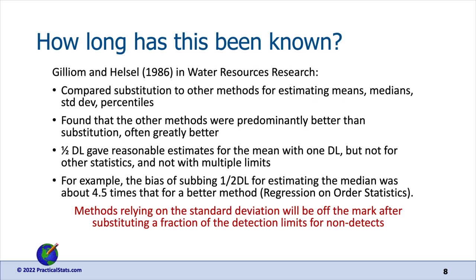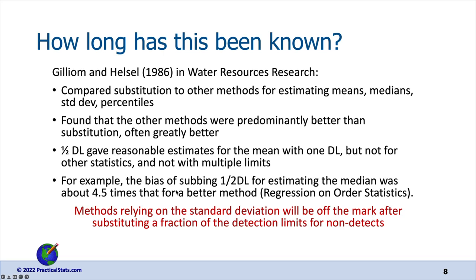So in 1986, we found that the other methods were predominantly better than substitution, and often better by a large margin. That 1/2 the detection limit gave reasonable estimates for the mean when there was one detection limit. And if you find statements that substitution is not too bad, it's usually because they only looked at one detection limit, but not for other statistics other than the mean, and not for data with multiple detection limits.